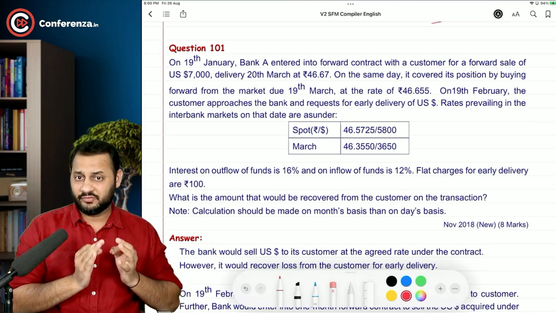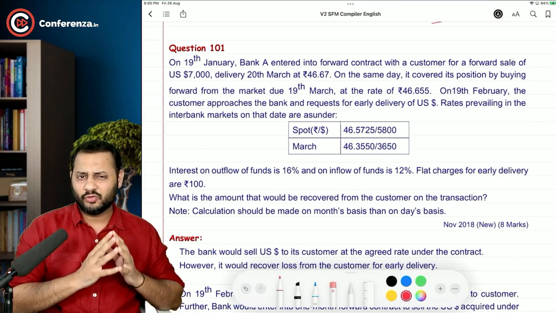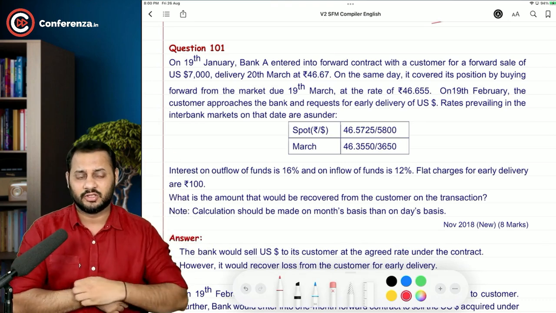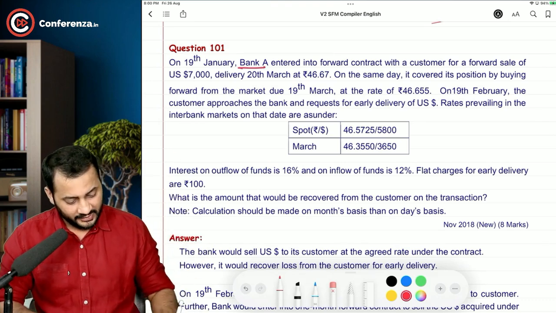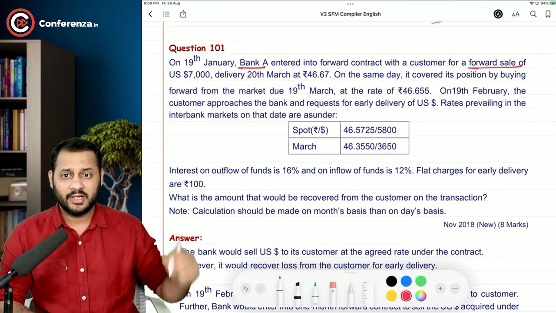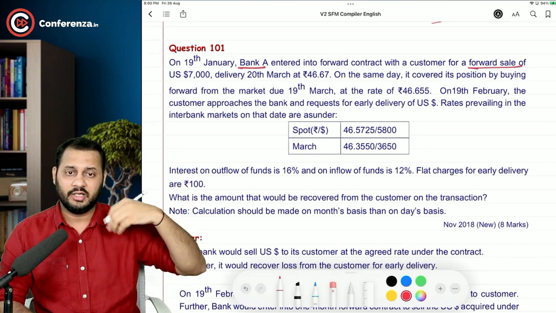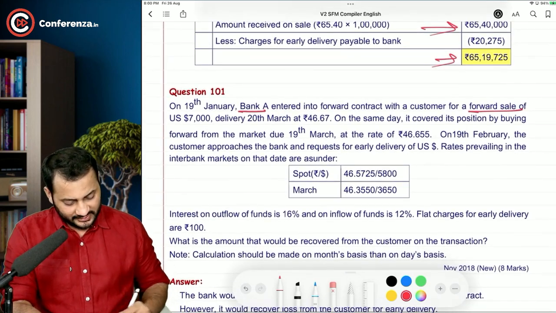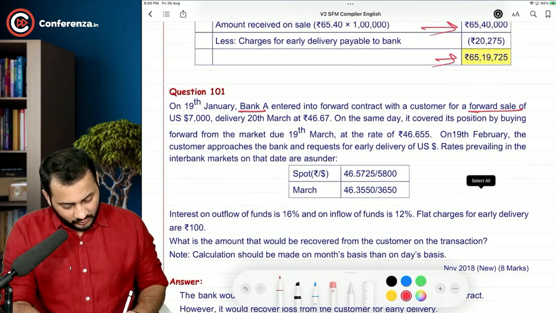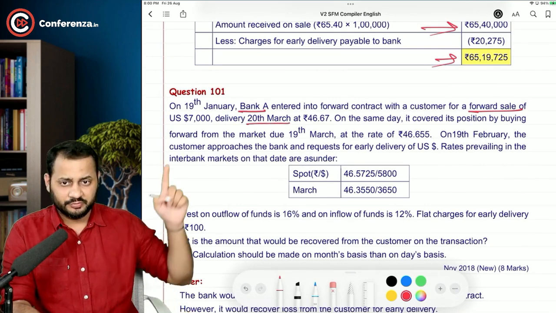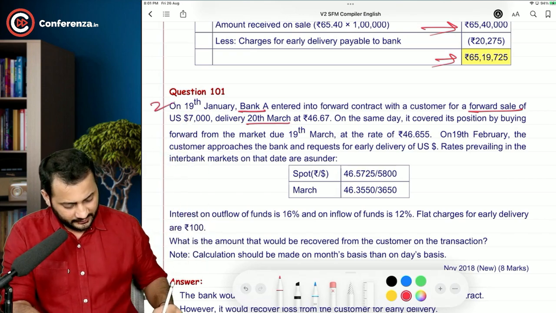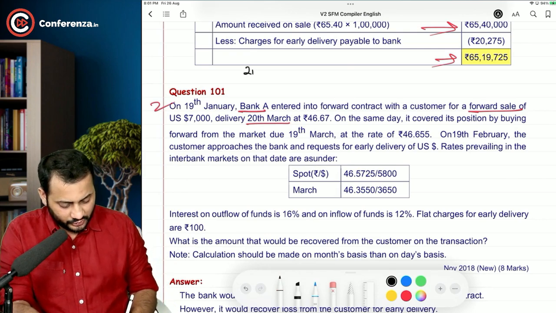On 19th January, Bank A entered into a forward contract with a customer for a forward sell of US $7,000. So the bank will sell, na? Who is going to buy? The party. Why? He might be the importer. So the bank has a forward sell contract for delivery on 20th March, from January to February, February to March. So after 2 months, we can say that the original contract for the bank is a 2-month forward sale.